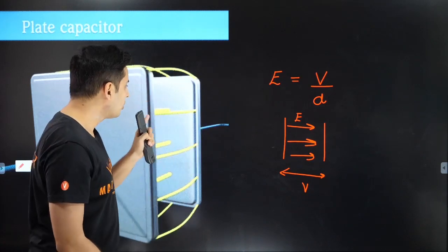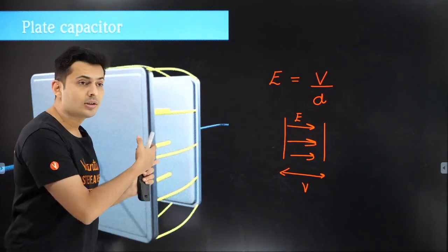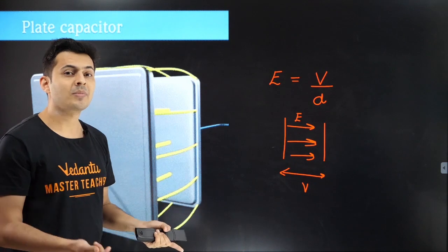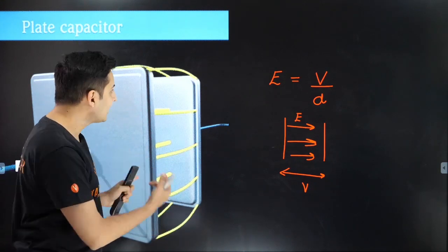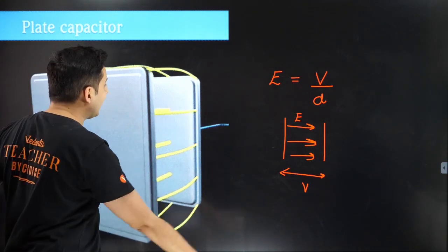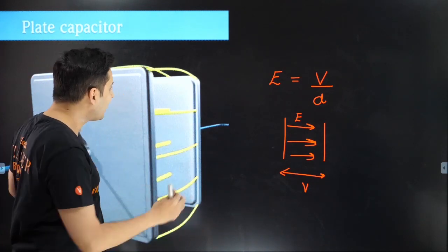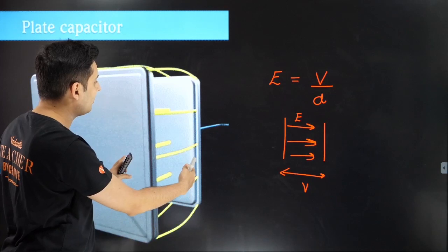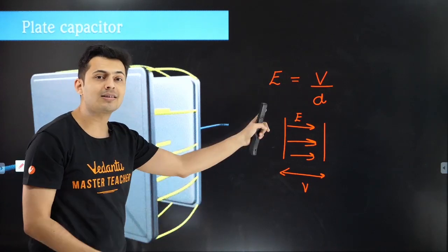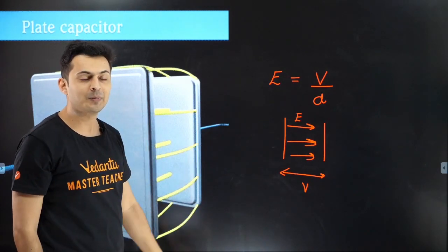Now you'll be like, sir, but you have put a dielectric, so how can the electric field remain the same? The answer to that is the electric field can remain the same by accumulating more charges on the plates. So what happens? More and more charge gets accumulated on the plates in order to preserve the electric field.